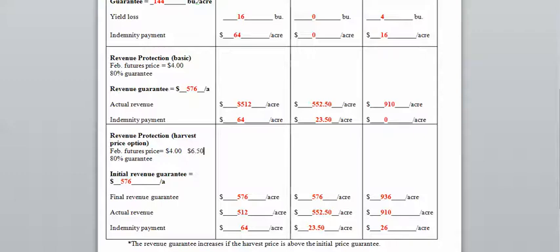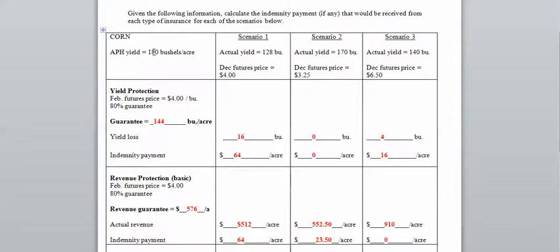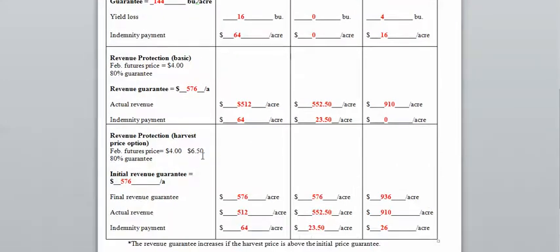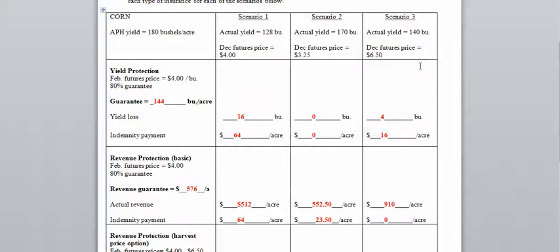So 180 bushel APH times $6.50 times 80% gives us a new revenue guarantee of $936 an acre. Our actual revenue was $910 an acre. So we are actually going to be paid an indemnity payment of $26 an acre. So even though we had a moderate yield, price went up. We get to increase our level of coverage, and we are going to be paid.